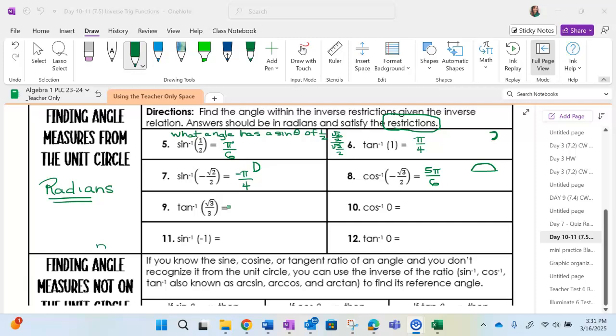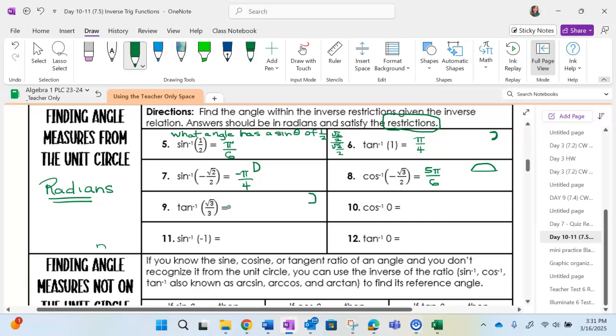All right, problem 9, tangent. Remember, tangent is 3 and 4. Now, what angle has a tangent of square root of 3 over 3?